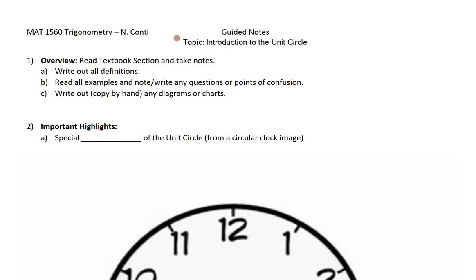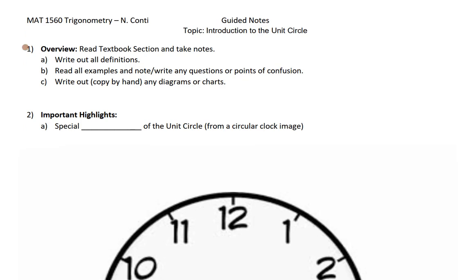This video is an introduction to the unit circle. Now, as an overview, in any topic, we always want to make sure to read through the textbook and take good notes, writing out all definitions, reading all the examples, and noting any points of confusion or questions. Write out or copy by hand any diagrams or charts. The textbook is a more thorough take on the details in a topic. This video is meant to provide some important highlights.